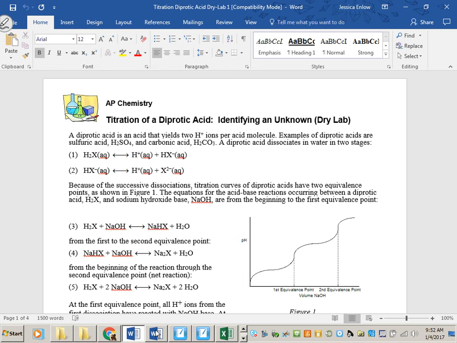All right, so while you're grabbing a laptop, this is the paper I gave you yesterday. Find the paper from yesterday. It says Diprotic Titration Excel on it, or Unknown Dry Lab. It's a graphical analysis of the diprotic titration. It has a bunch of numbers and a chart on it.